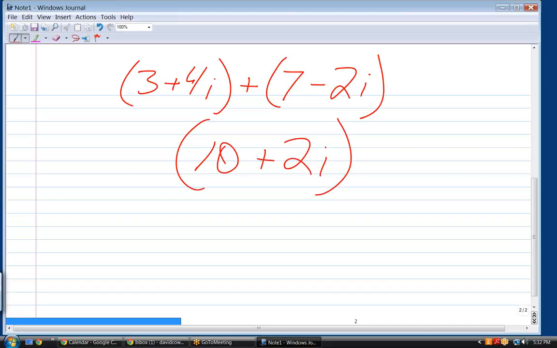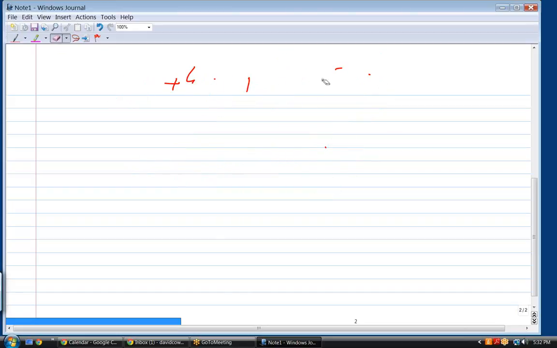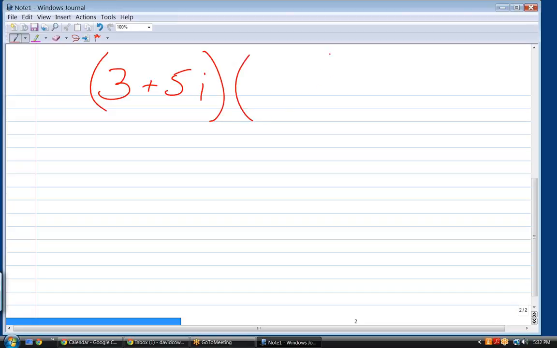Oh, okay. And the only thing that is difficult is division. But let's do some of these just to make sure you know how to do them. What's another one? I have 3 plus 5i in parentheses squared. Squared means what? Times itself.